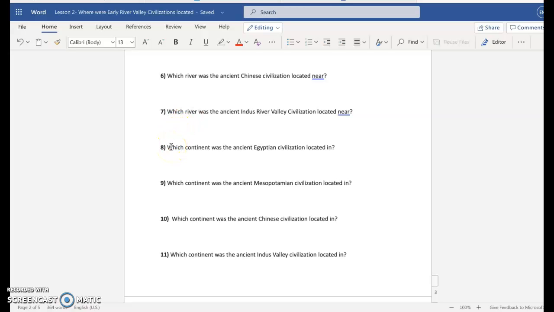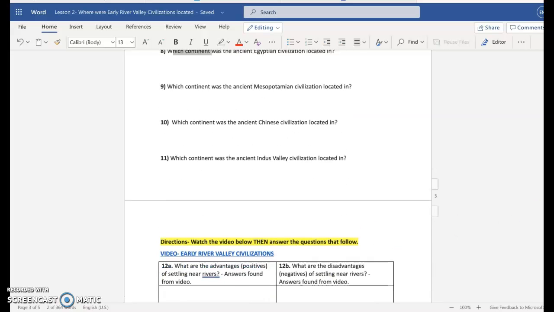Now, number 8, which continent was the ancient Egyptian civilization located in? Then which continent was ancient Mesopotamia? Which continent was ancient Chinese? And which continent was the ancient Indus Valley? So that's the next set of questions.